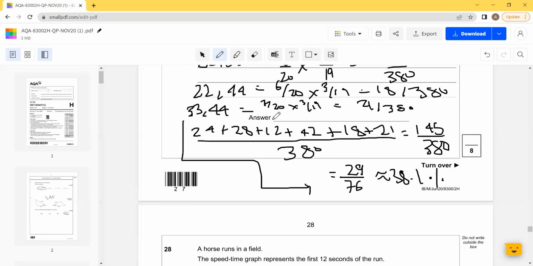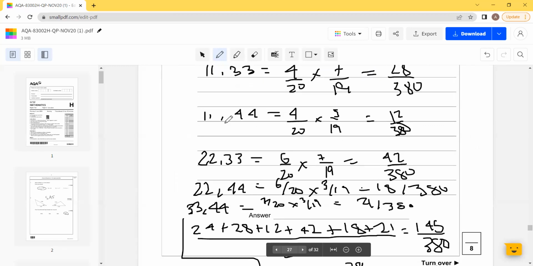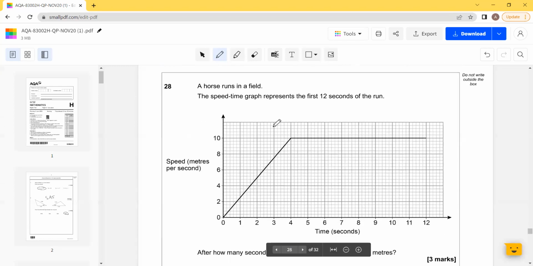Again, there are probably 2 or 3 other ways you could have gone about doing this, but I wanted to show you the step-by-step, easy, no-mistake method, so you can know for sure that you'll get the right answer. Okay. Question 28, a horse runs in a field.